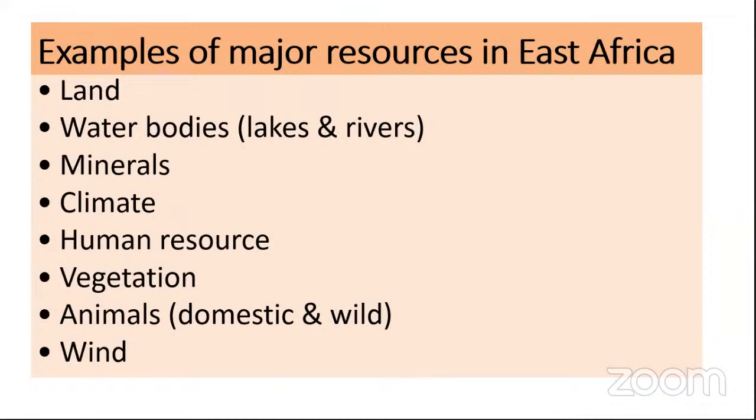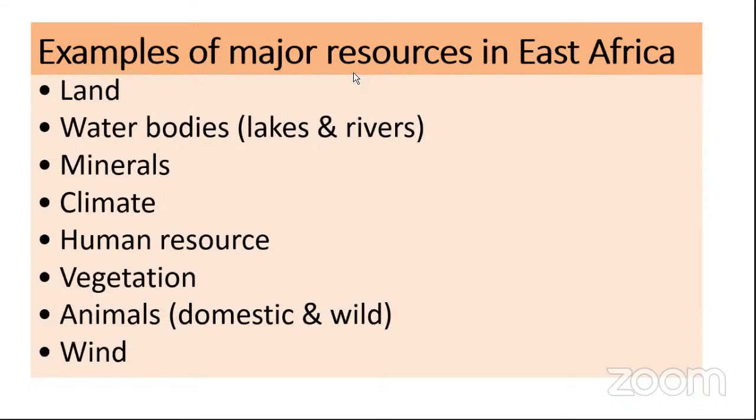Now let's get to the examples, just as you've given us. Land, Esther told us about land. Land is a major resource. Water bodies like lakes and rivers, we have minerals, we have climate, human resource, we have vegetation, animals, the domestic and wild. They are all resources that man can use to satisfy his needs. And then wind is also a resource. Man can use wind to satisfy his needs.